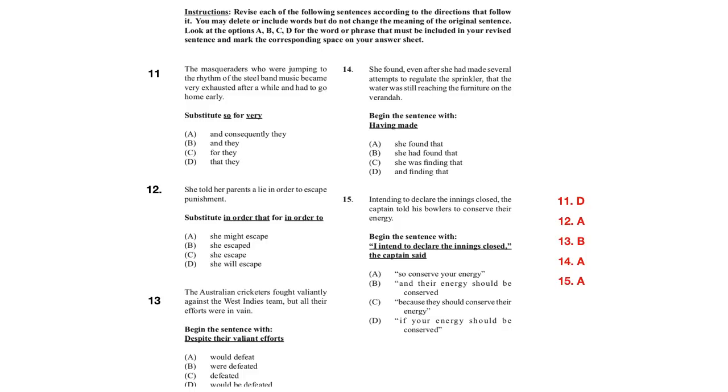14, she found, even after she had made several attempts to regulate a sprinkler, that the water was still reaching the veranda. Begin with having made several attempts to regulate a sprinkler, she found that. 14A, she found that. So number 15, intending to declare the innings closed, the captain told his bowlers to conserve their energy. You're beginning here with a direct quote. Begin with this. I intend to declare the innings closed, the captain said. So conserve your energy, continued. A. 15A.